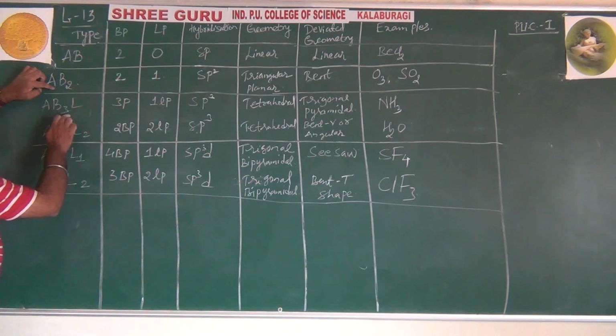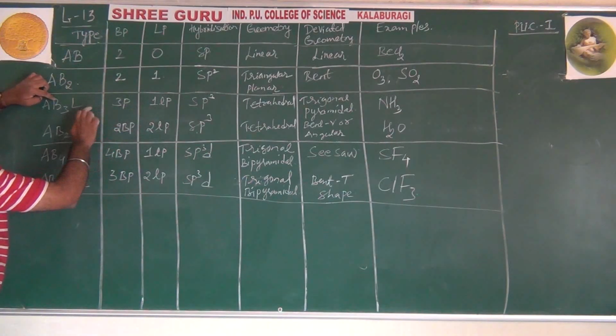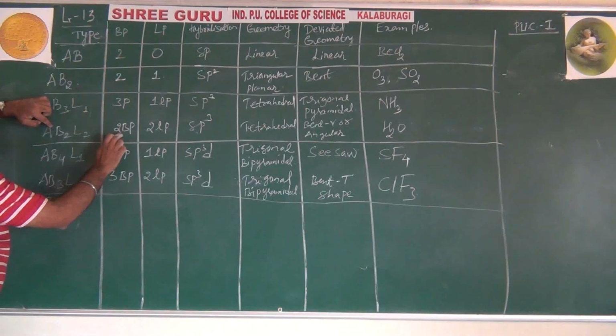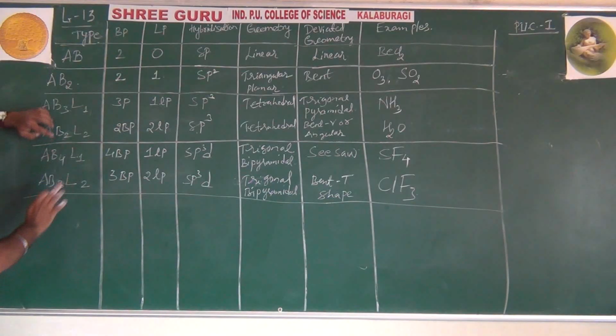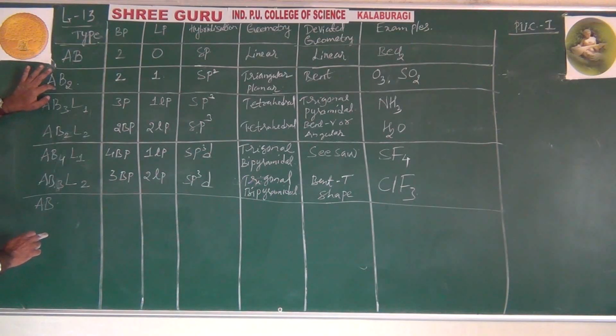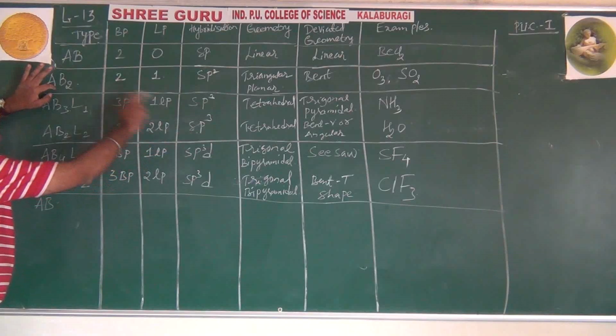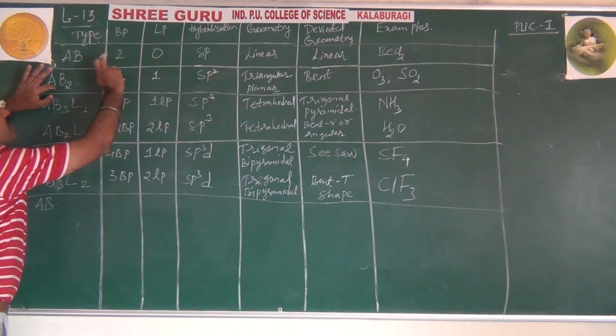So, 3 bond pairs, 2 lone pairs. 2 bond pairs, 2 lone pairs. Like this, 4 bond pairs, 1 lone pair. 3 bond pairs, 2 lone pairs. Total will be 5, which means sp3d. Already I told you in hybridization, right? Here total 4, sp3 tetrahedral. Here 3, sp2, and here 2, that is sp.